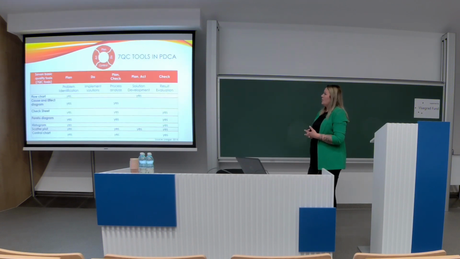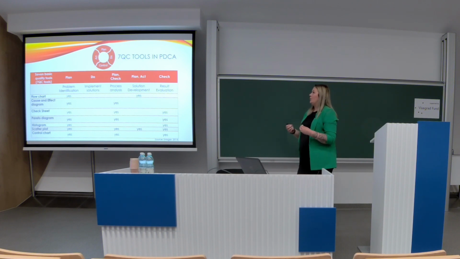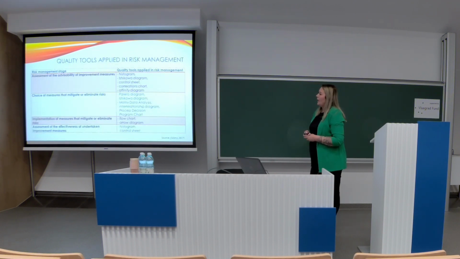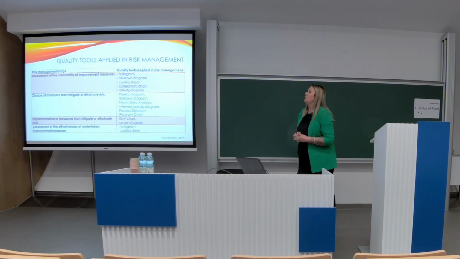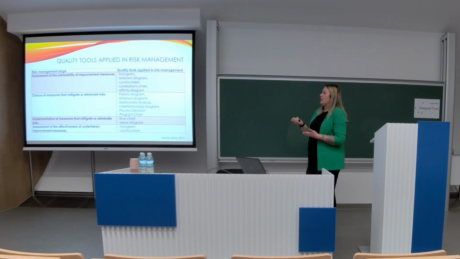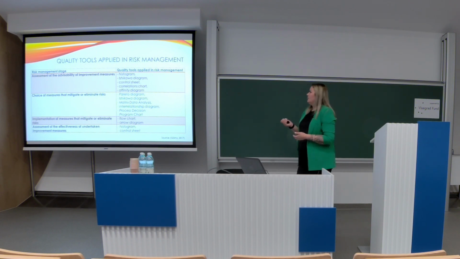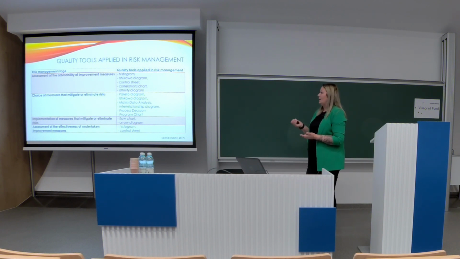Also, here is mentioned the PDCA cycle and the 7 quality tools: in this PDCA, which phase can use which tool or which technique. And here is something new about how you can use the quality tools in risk management, in each phase, each stage of management of risks. Basic quality tools they can use are histogram, Ishikawa diagram, Pareto diagram, flow chart or arrow diagram, etc.